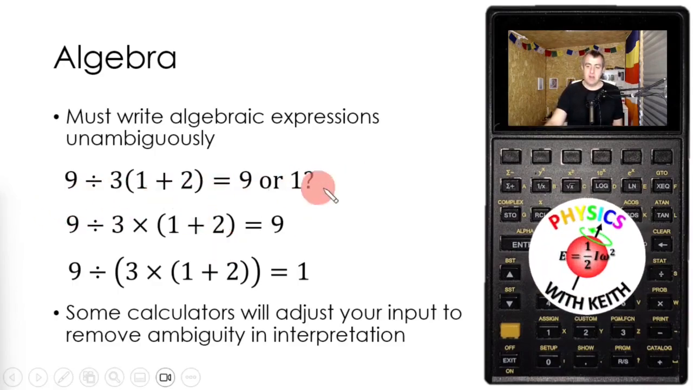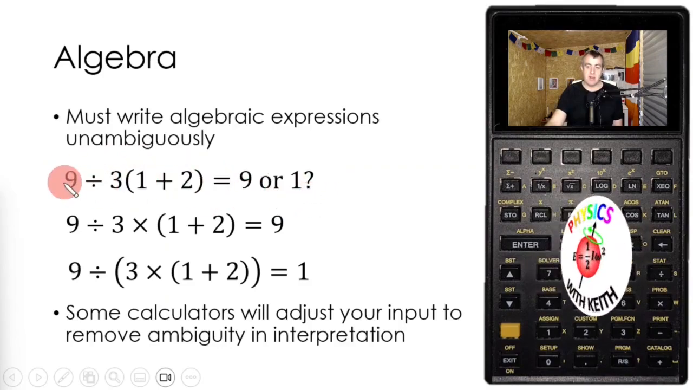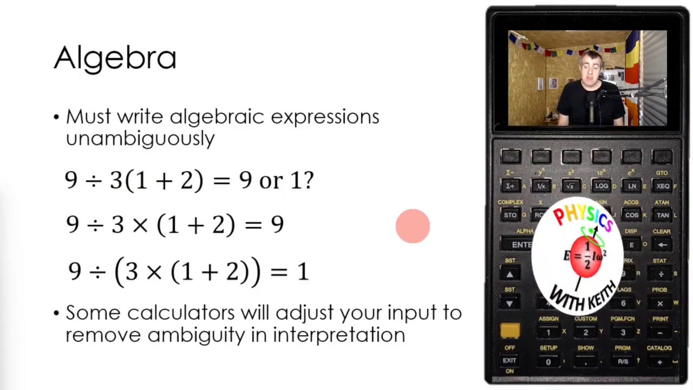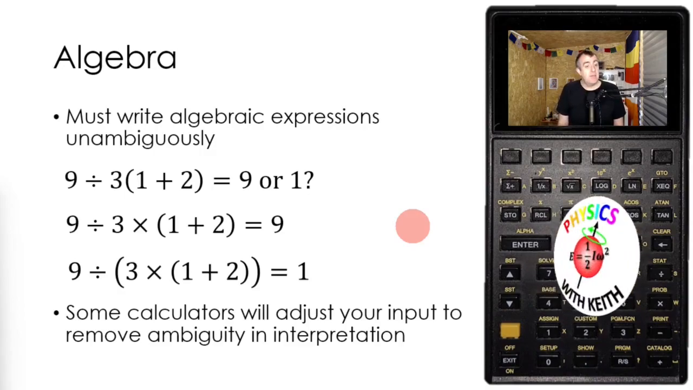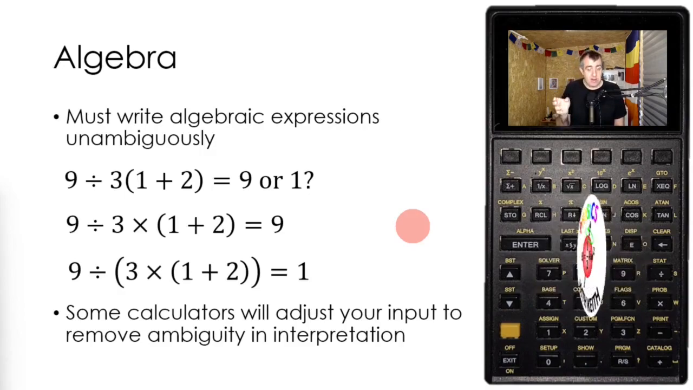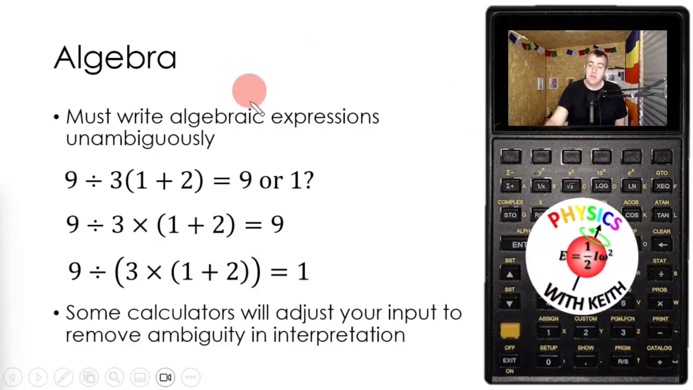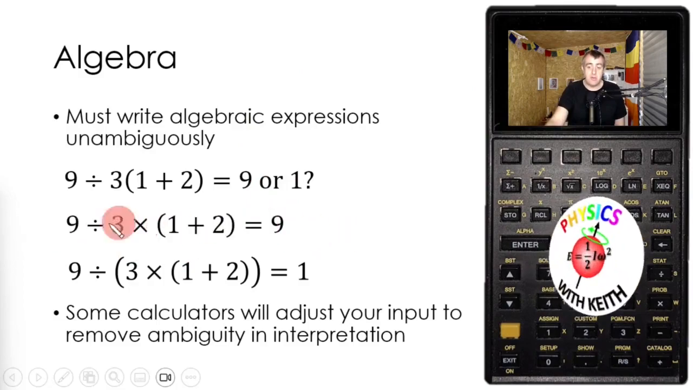This one did the rounds on the internet a few years ago because different models of the same brand of calculator, different models of Casio calculators, gave two different answers. If you typed in exactly as it said, they would appear exactly the same on the screen. 9 divided by 3, open bracket, 1 plus 2, close bracket, equals, and one calculator would give you a 9 and another calculator would give you a 1. Well, there is actually a correct answer. The correct answer for this one is 9, because you're working from left to right.